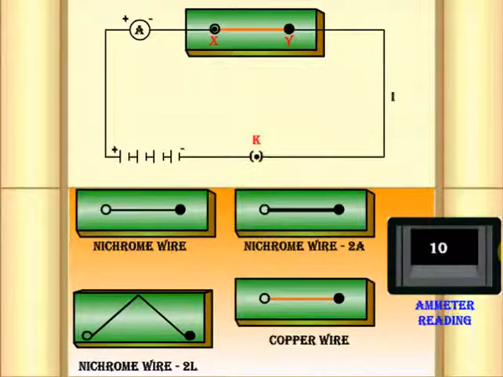Definitely copper has some special property that allows more current to flow, isn't it? And that offers less resistance. Copper offers much less resistance compared to nichrome. So there you go. This experiment tells us the different quantities on which resistance of a wire depends. It depends on the area of cross section, on the length of the wire and the material of the wire, whether we are using copper or nichrome.